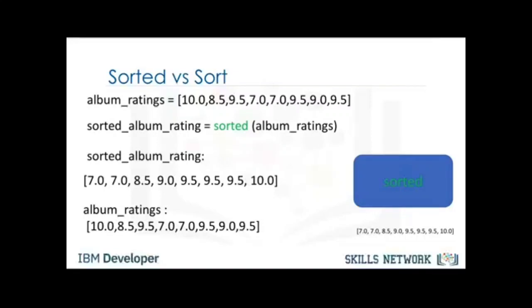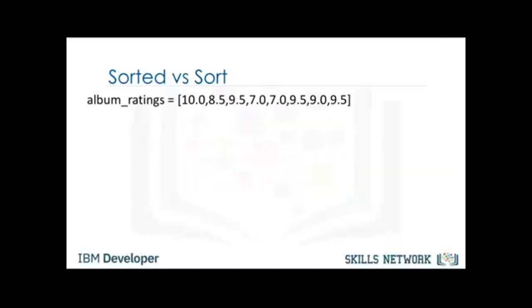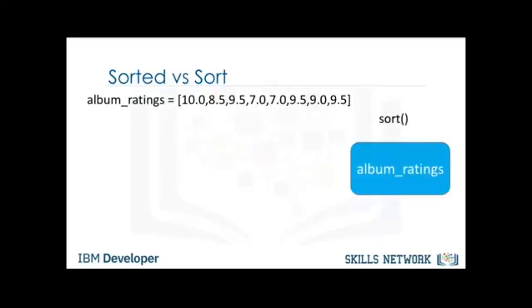Generally, functions take an input, in this case a list. They produce a new output, in this instance a sorted list. If we use the method sort, the list album ratings will change and no new list will be created. Let's use the diagram to help illustrate the process.